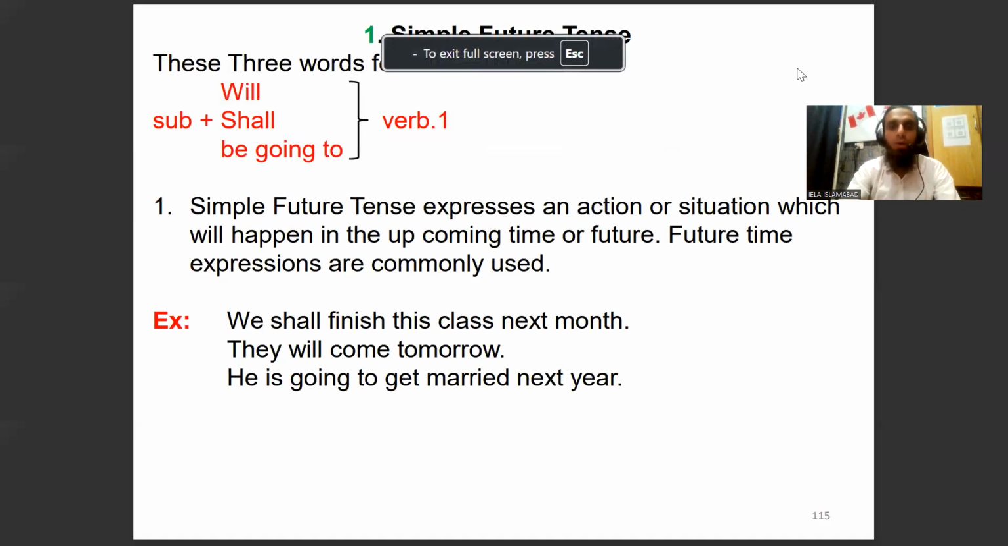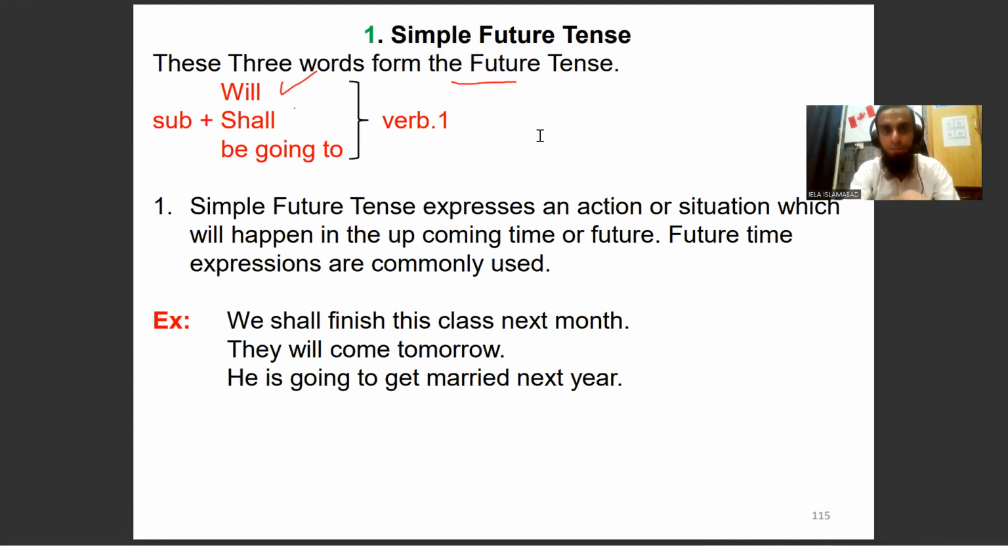Right. Now, in today's discussion, we are going to discuss the simple future tense. In simple future tense, we simply mean an upcoming activity. We use these three words: will, shall, or be going to. Be going to also means that I will do this, so we can also say, I'm going to do this, right? In simple future tense, the first form of the verb is supposed to be used with these three words.